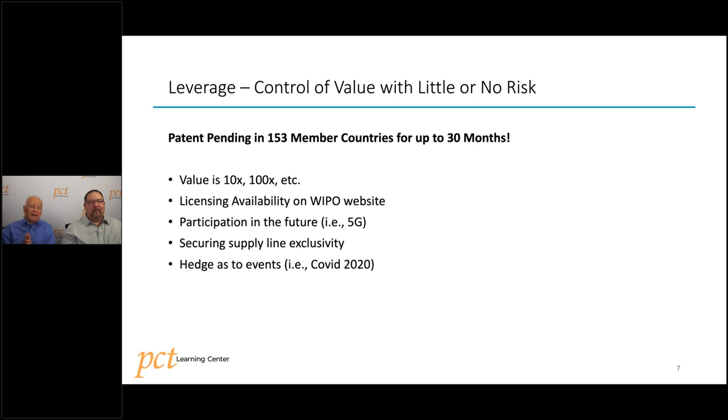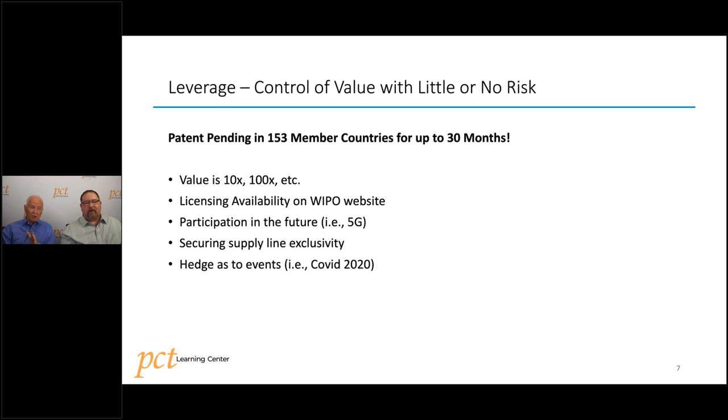If you tell a client, a startup company, I can give you the effect of a worldwide provisional in 100% of world GDP, the one that's not a part of it is Argentina. So take away Argentina, 99% of world GDP for the same price, or very nearly the same price, as filing one additional application. Would you go for that? I have a new client who just said, holy cow, I didn't know that was possible. My last patent attorney didn't tell me. I sure wish he had. Yeah, no kidding.